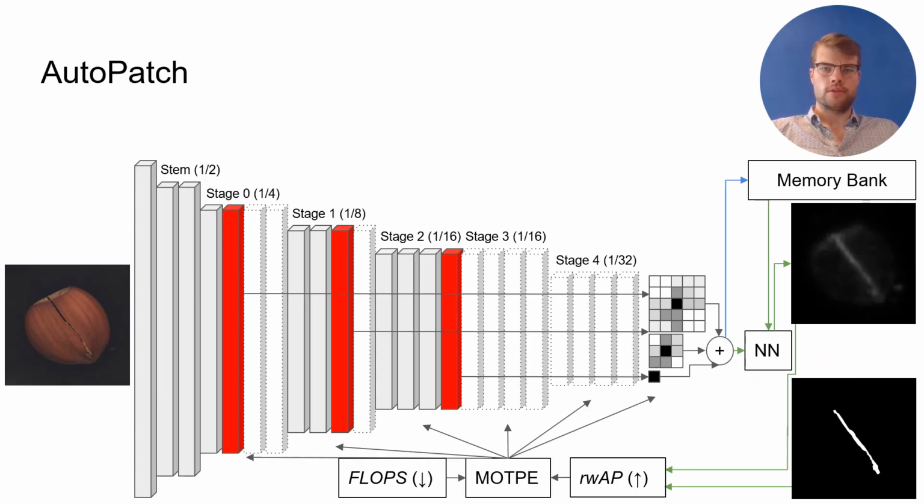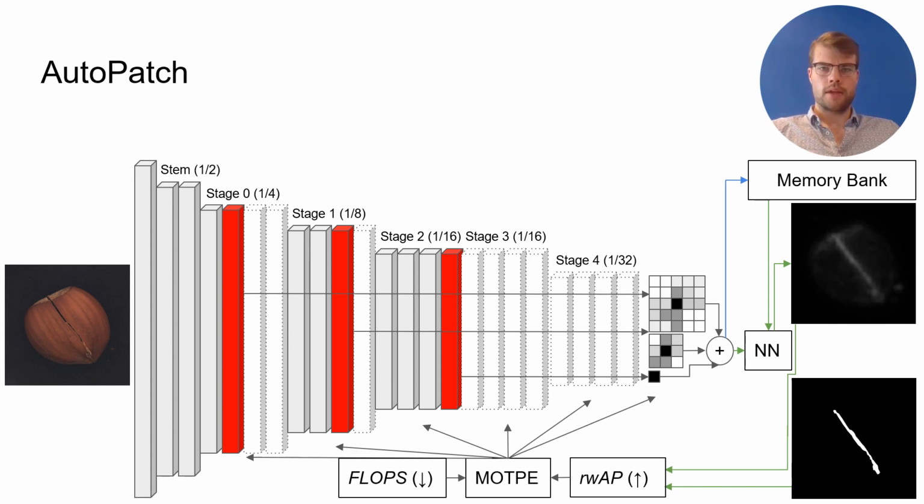To automate the search process, we represent it as a multi-objective black box optimization problem. The multivariate multi-objective tree-structured Parzen estimator is an effective algorithm to address this problem. In an iterative manner, the algorithm proposes an architecture from the search space.